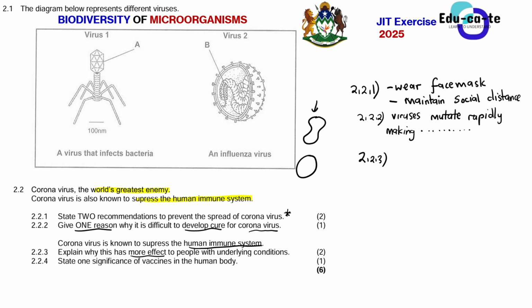So why does this have more effect on people with underlying conditions? When you say that people have underlying conditions, it simply means that they have other conditions before the coronavirus gets into them. So now this is going to have more effect because, let's just say, maybe you've got a terminal illness, maybe you are ill with a certain disease currently. When there is an illness in your body, it simply means that your immune system is not strong. Okay, your immune system is weak.